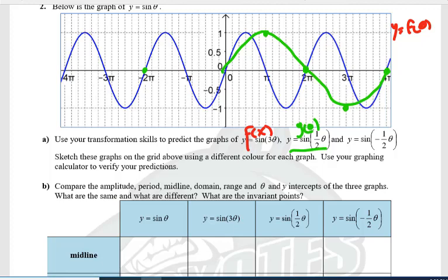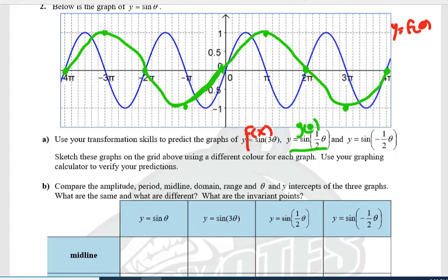There are going to be my new midline intercepts at negative 2 pi and negative 4 pi. We're going to have a minimum that happens at negative pi. We're going to have a maximum that happens at negative 3 pi. And this is going to... Oh, that's less pretty, but I'm sorry. All right, so that's what sine of half theta looks like. It's a horizontal stretch factor 2.